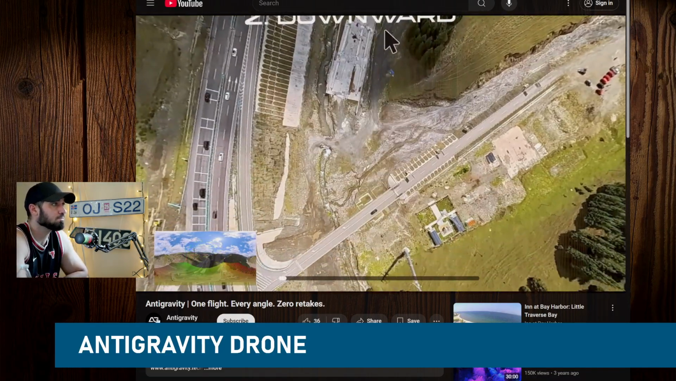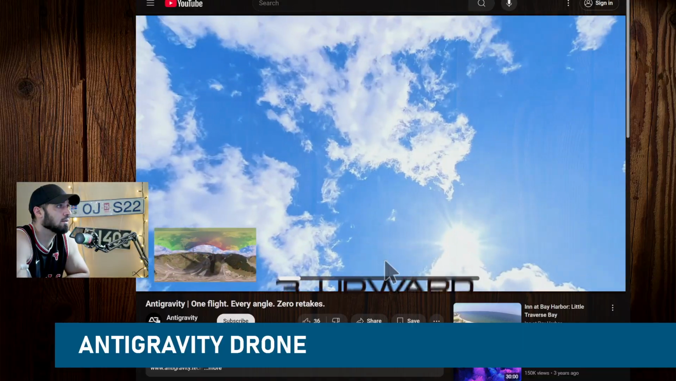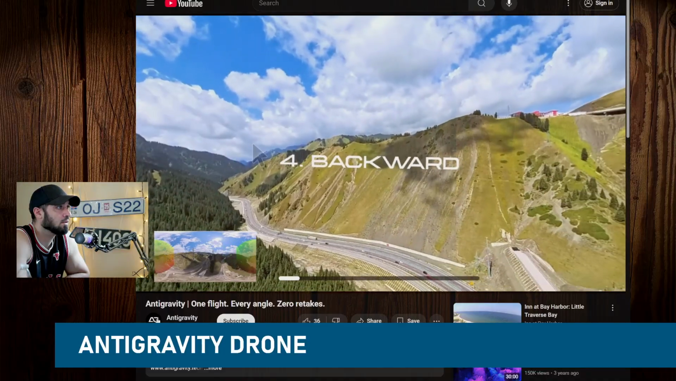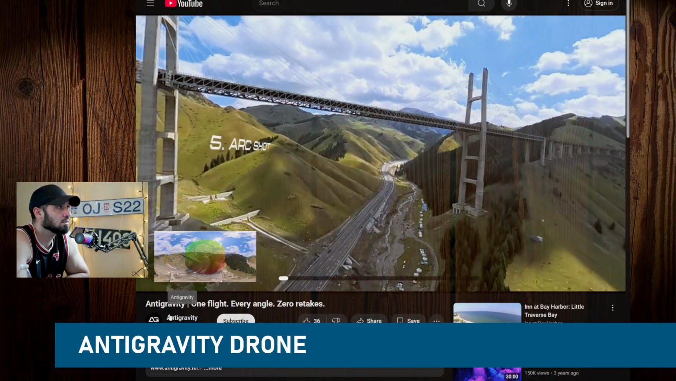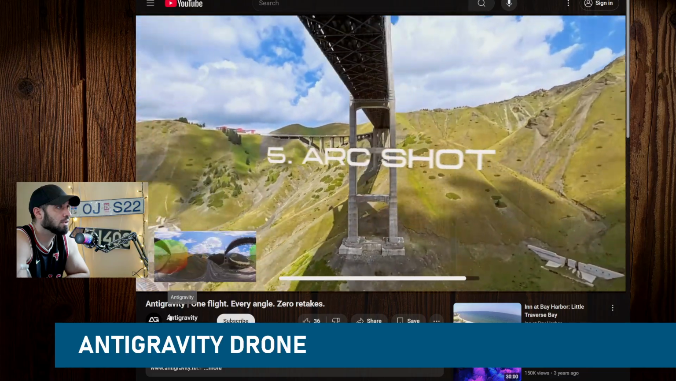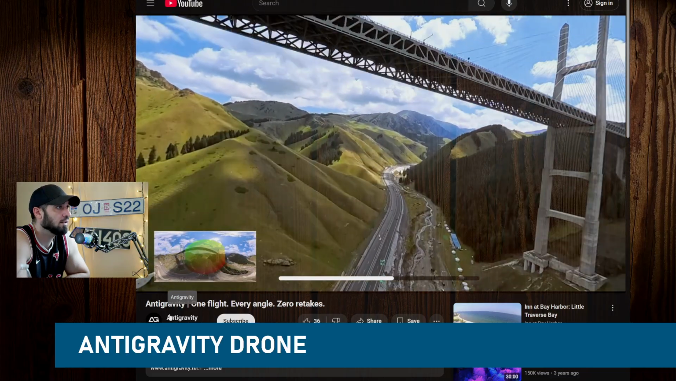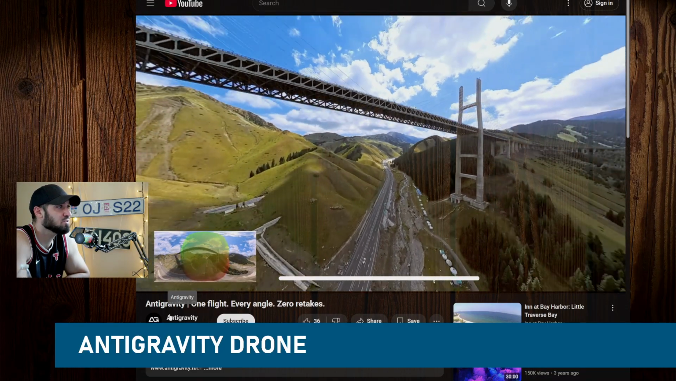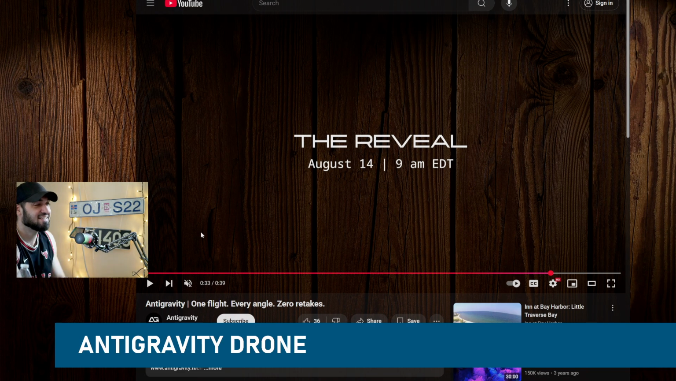First look, second downward, they go back, third upward, they go back, fourth backwards, fifth arc shot, and then camera roll. That's crazy. Seven, dolly zoom. This is good. This is really, really good.